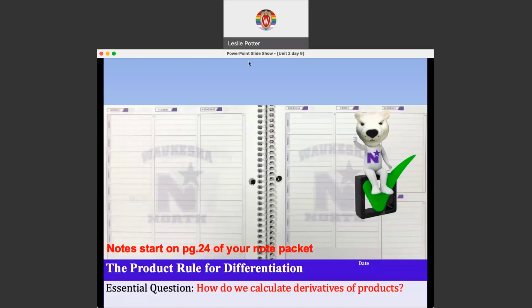So now we're getting into kind of a different beast. We're saying, hey, sometimes we have functions where they are a product of two expressions. How do we find the derivative of that? Okay, so again, new type of function, new type of derivative rule. So these notes then have to do with the product rule for differentiation. And the essential question is, how do we calculate derivatives of products?